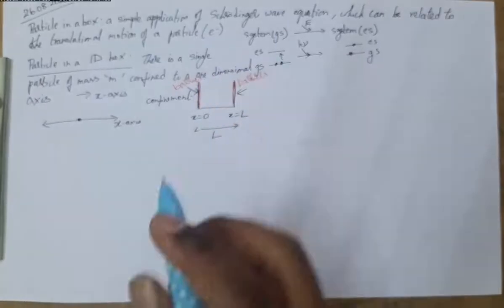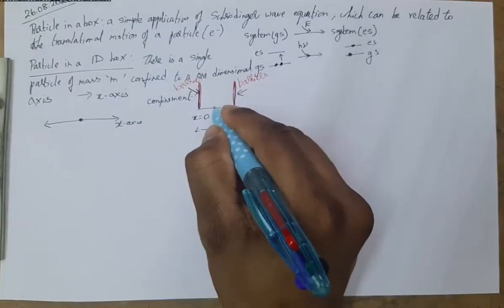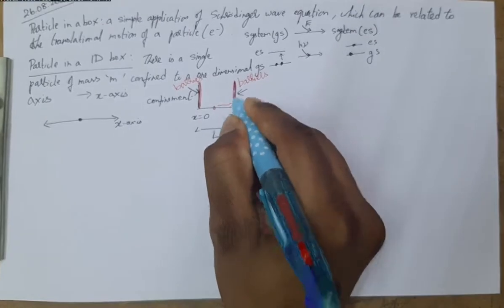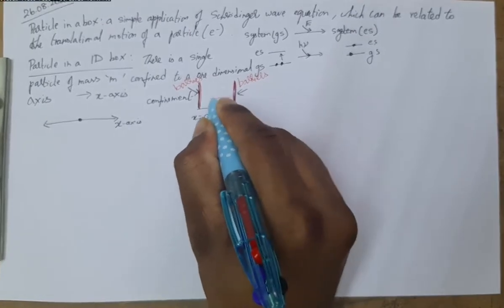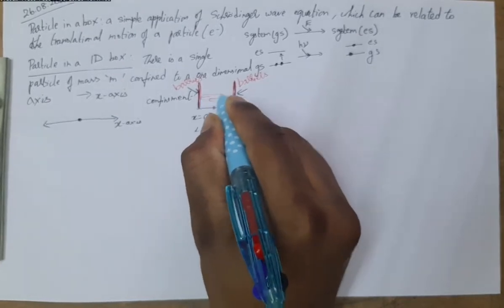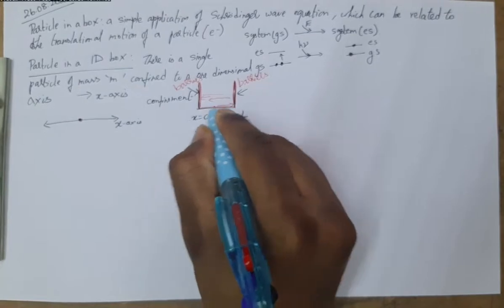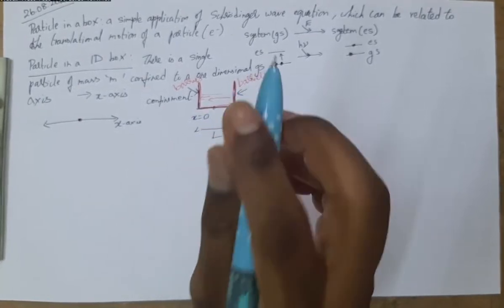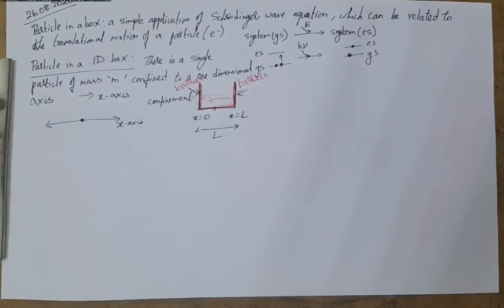So what happens is, when a particle goes in this direction, since there is a very high barrier here, it reflects back. And again when it goes here, there is a very high barrier, again it reflects. So the particle is always confined to this particular range where x equal to 0 and x equal to L. So how do you frame this problem is as follows.